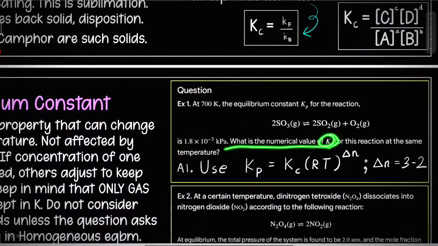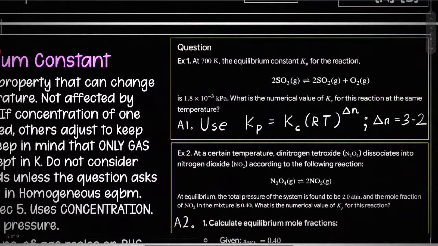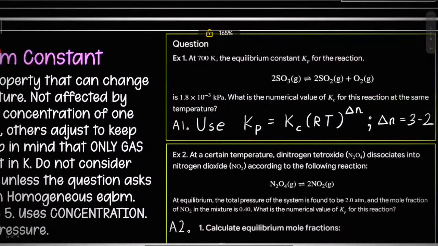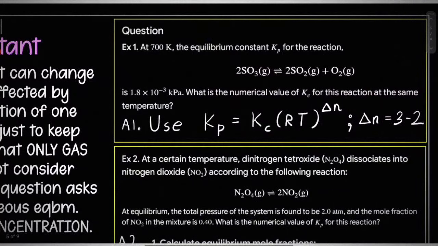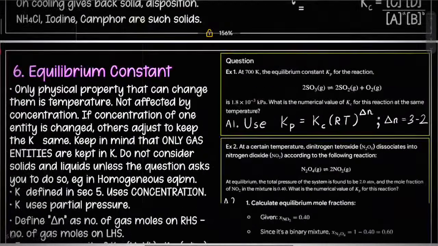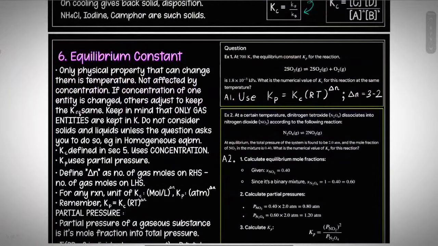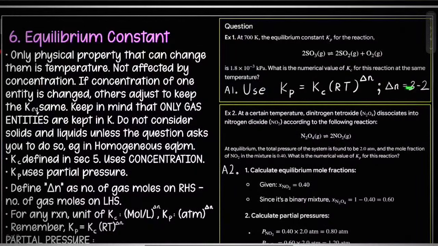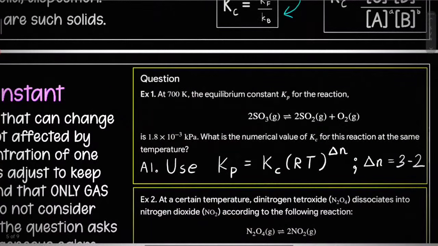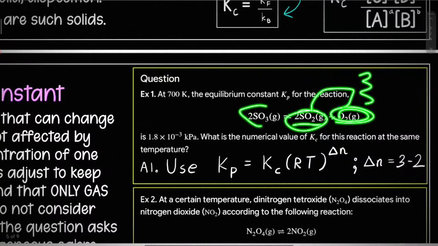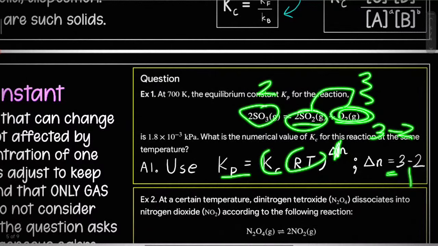What is the value of Kc at the same temperature? What the examiner expects you to do is use this expression. If we use this expression, we know delta n is 3 minus 2. How? We see there's one gaseous mole, two gaseous moles, total 3 on the right hand side, and two gaseous moles on the left hand side. So 3 minus 2 comes out to be 1. So Kp is nothing but Kc into RT.